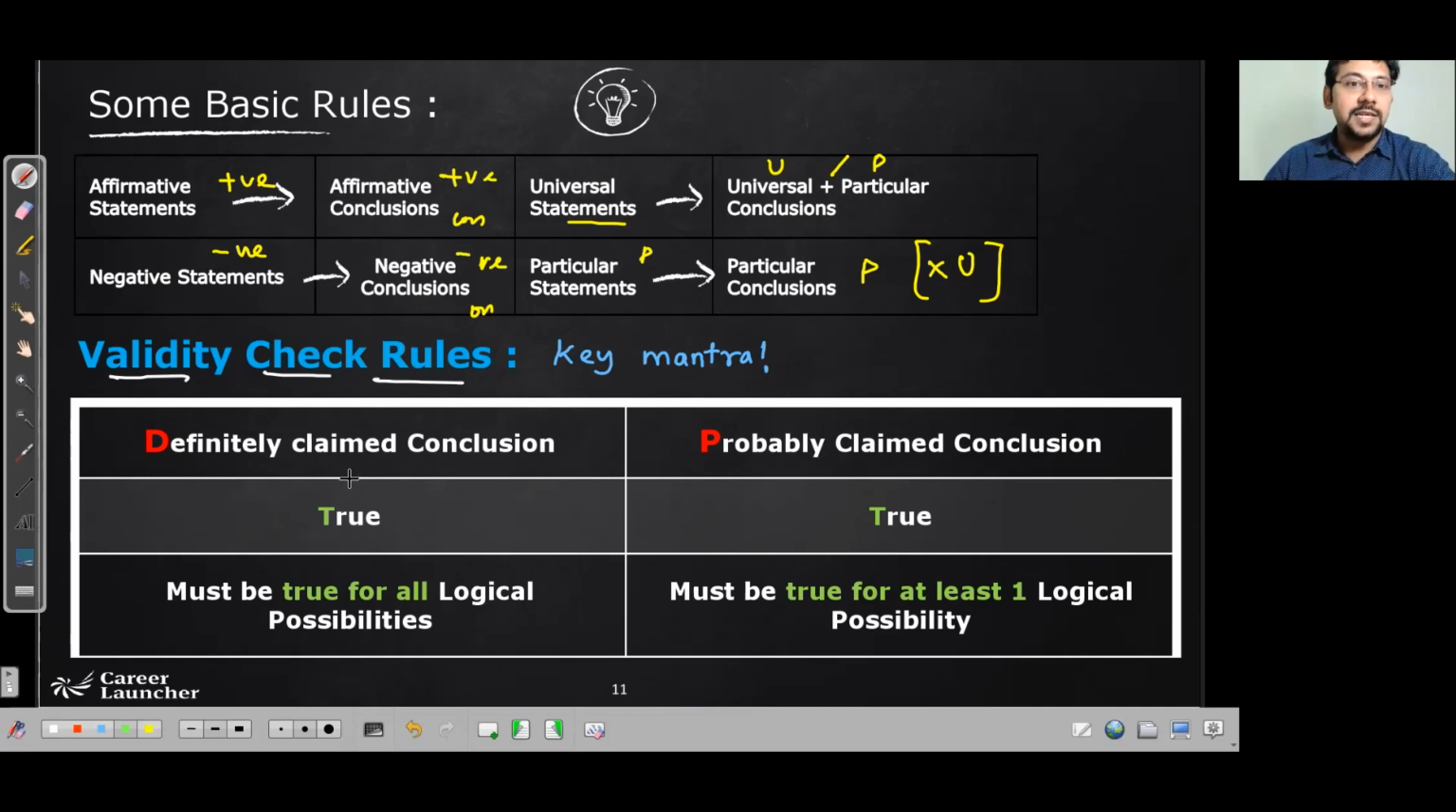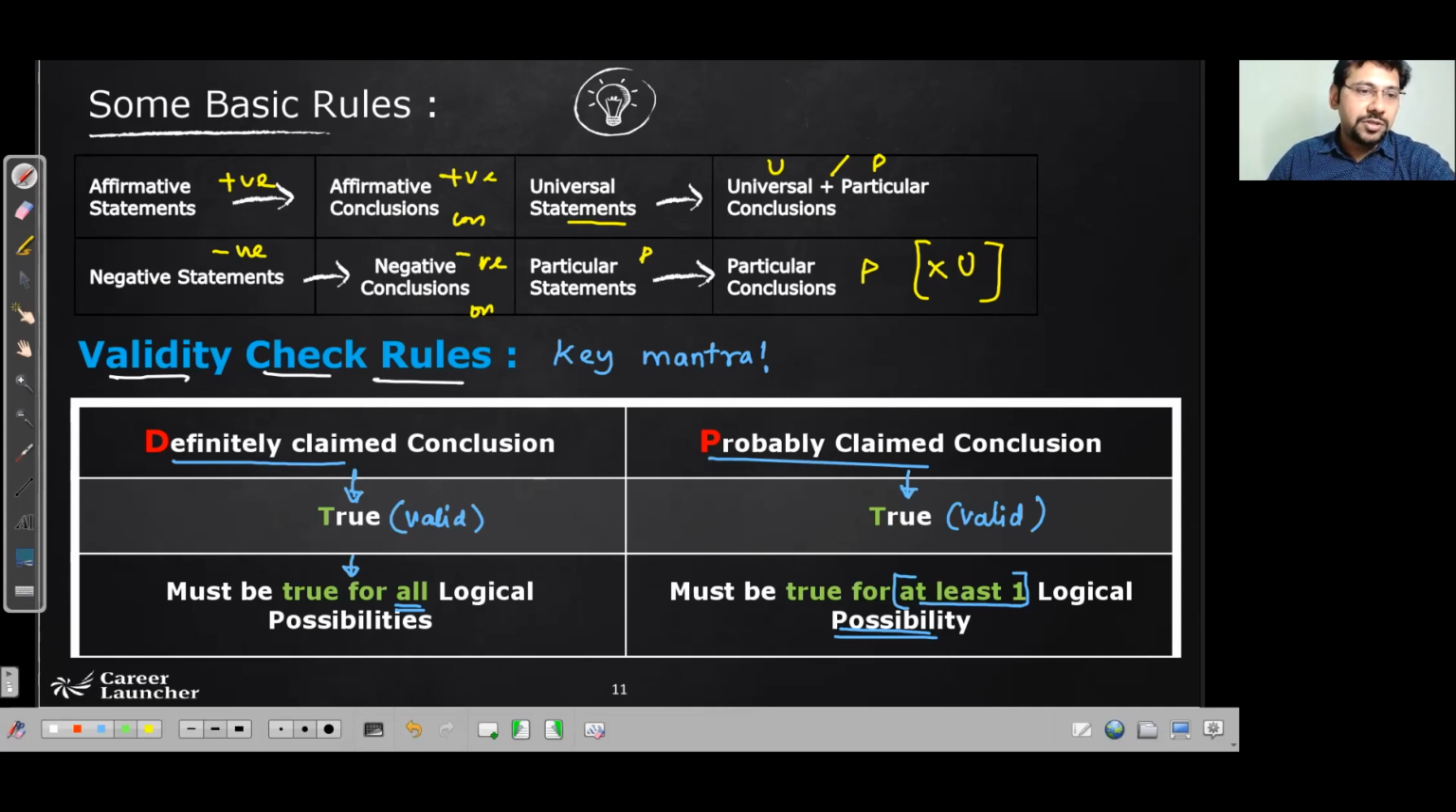So let's understand this very, very clearly. The validity check for a definite claim is basically that if your claim is a definite claim and it is true, by true I mean it is valid, it must be true for all the logical possibilities. However, if your claim is a probable claim and it is true, again true means valid, then it must be true for at least one logical possibility.